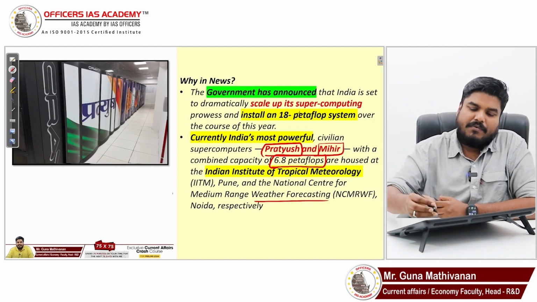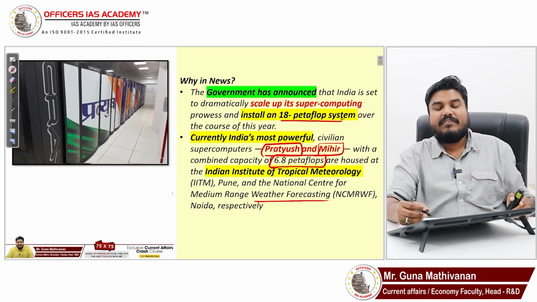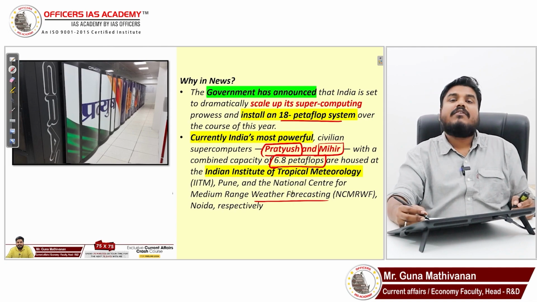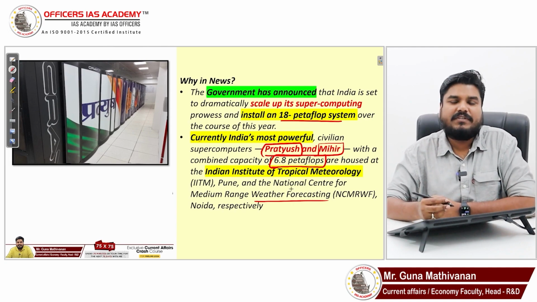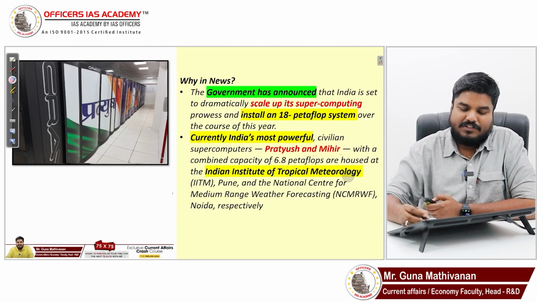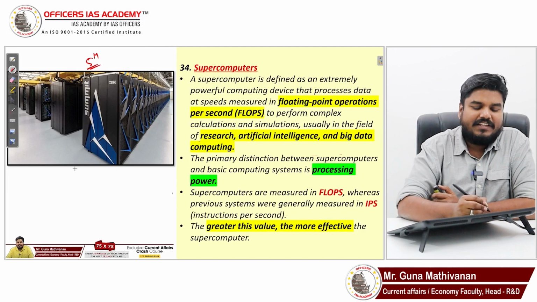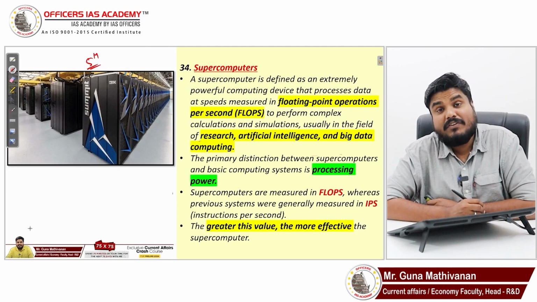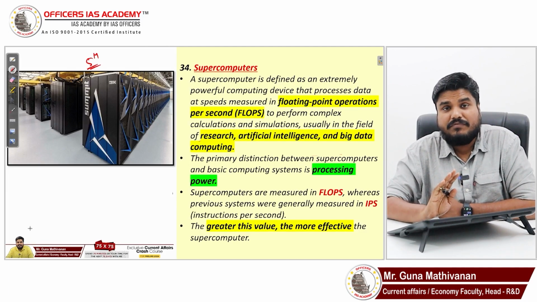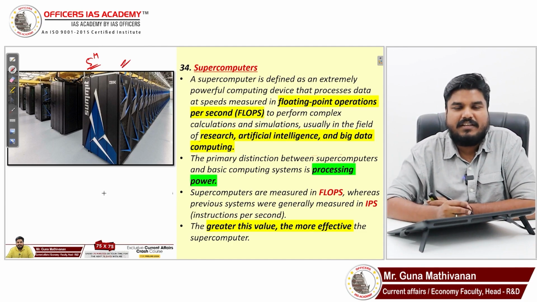So now, why was it in news? India wants to achieve an 18 petaflop system. Already we have a 6.8 petaflop system. Now the government wants to have an 18 petaflop system. That's why it was in news. So now let me reveal. I was showing the fifth most powerful supercomputer in the world. That is the IBM Summit. This one what you are seeing here.